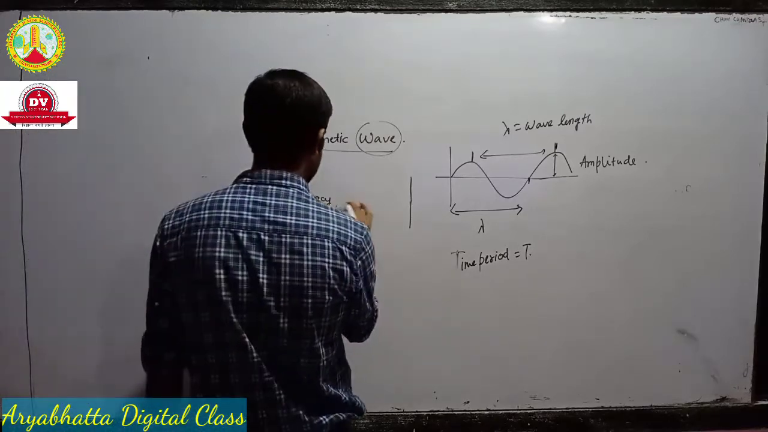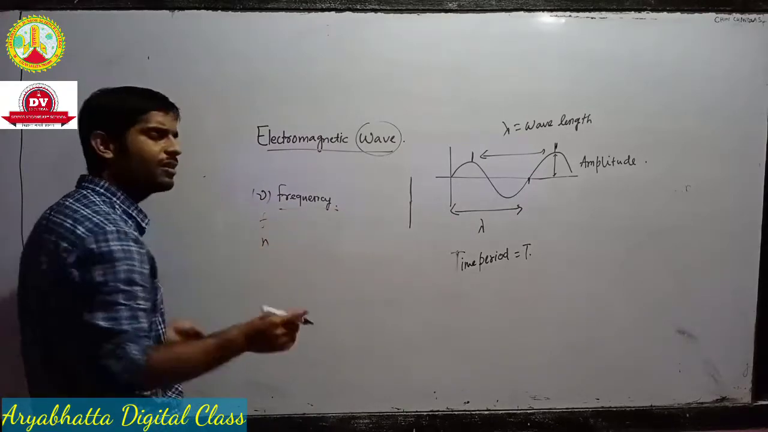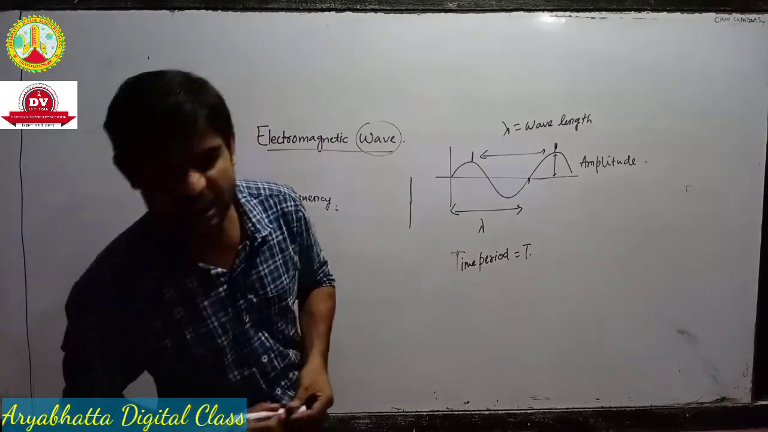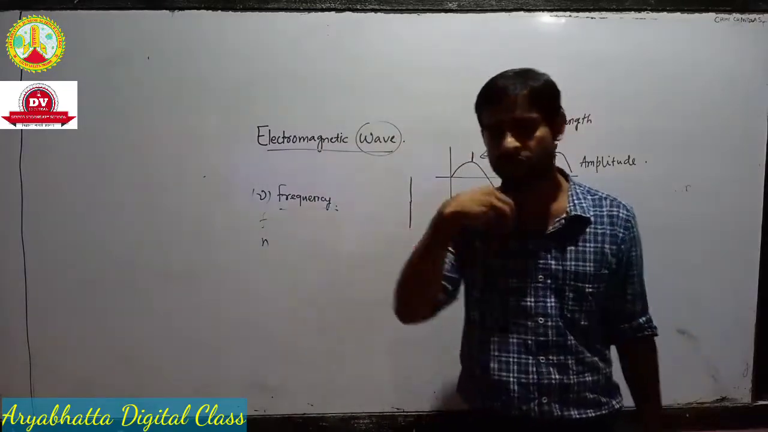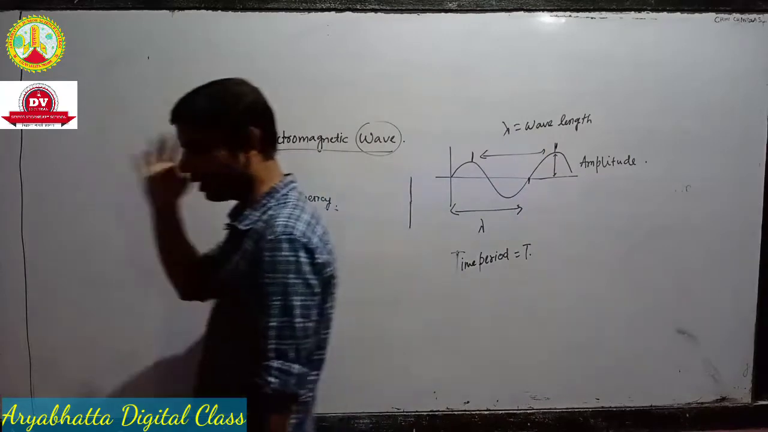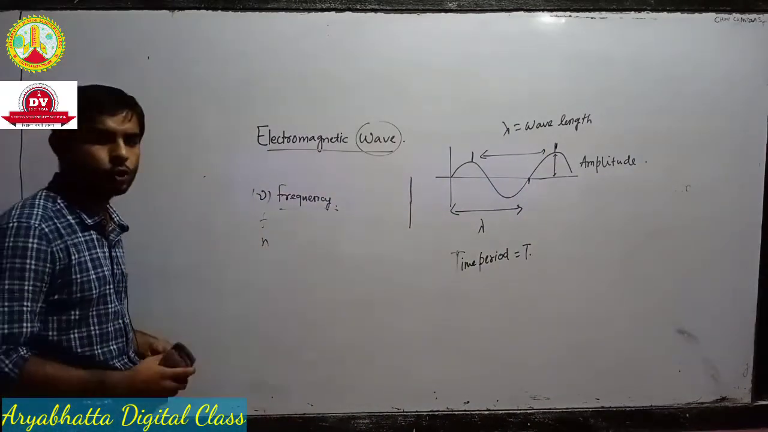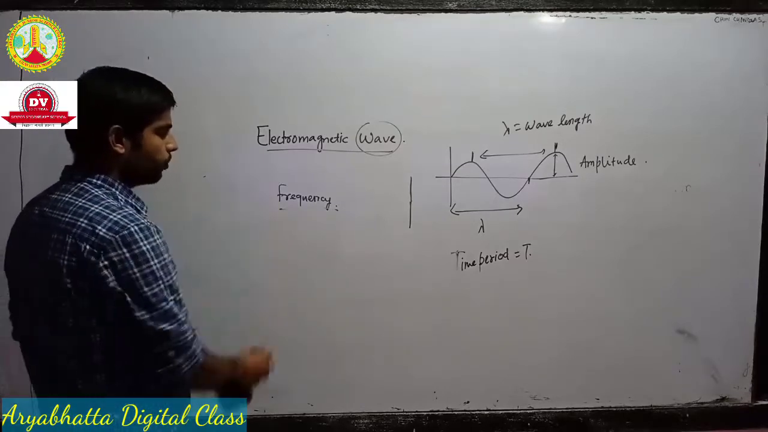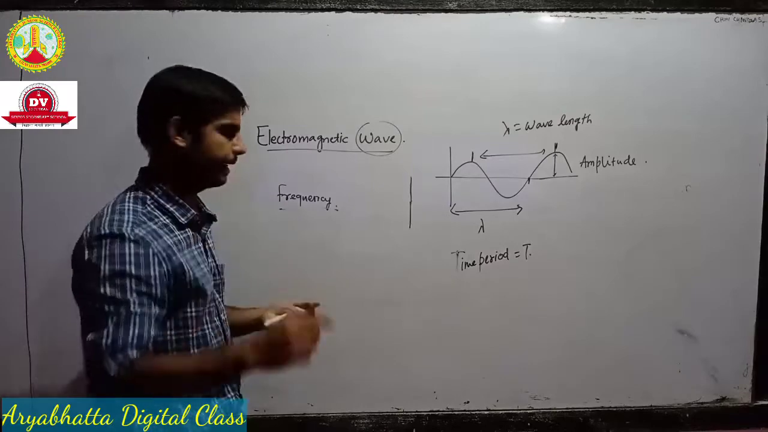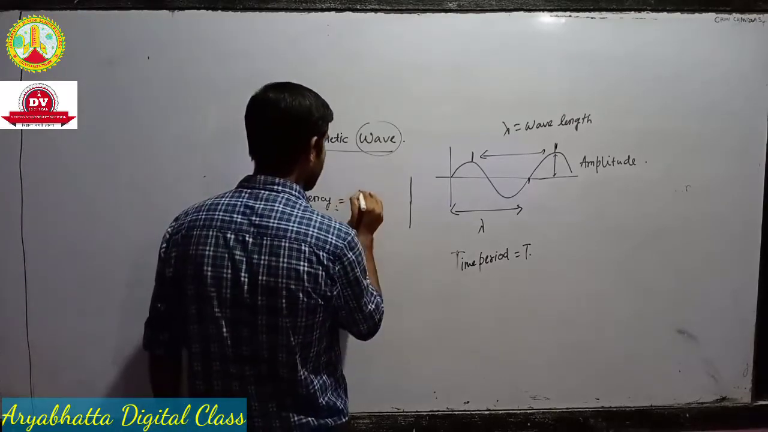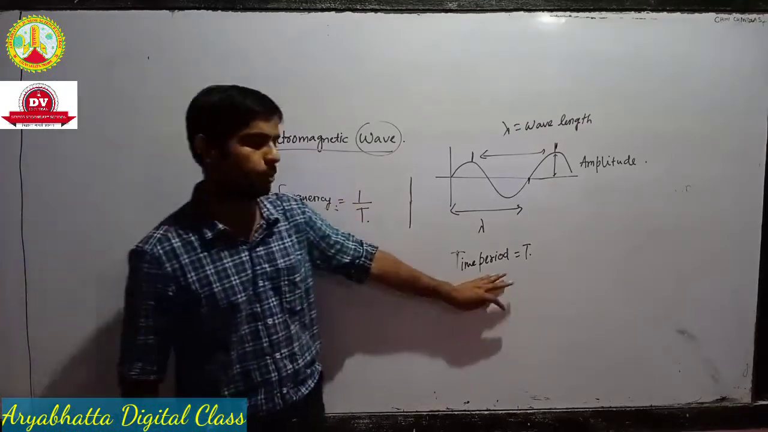Sometimes it can be represented as f, n, whatever. Just keep in mind that if you are using f, then use f always. If you are using n, then use n always. Don't confuse yourself. This symbol is your choice. You must know the meaning. That means frequency is the number of oscillations in 1 second. And we have a mathematical formula that frequency is 1 upon T, that means 1 upon time period.